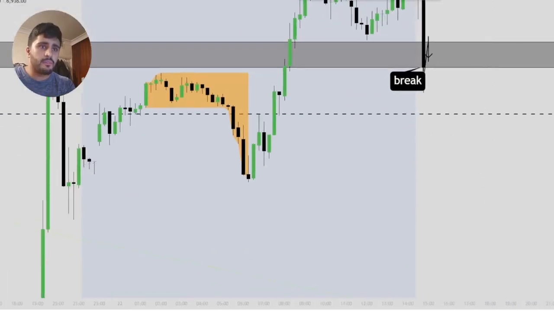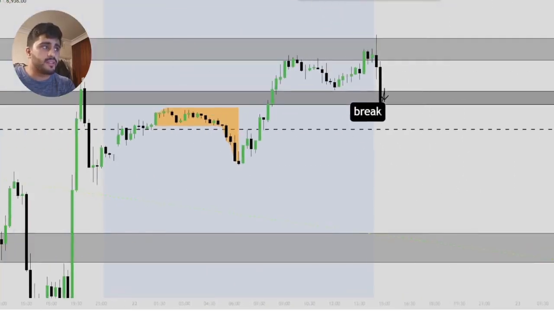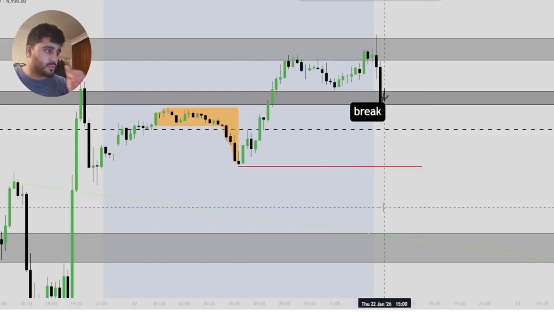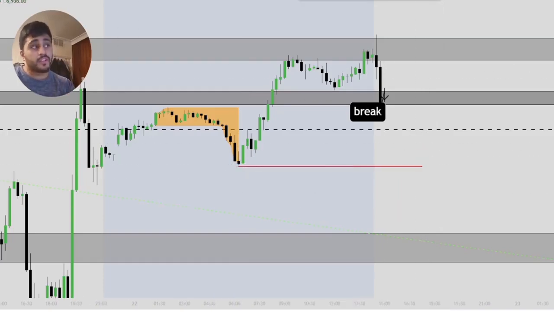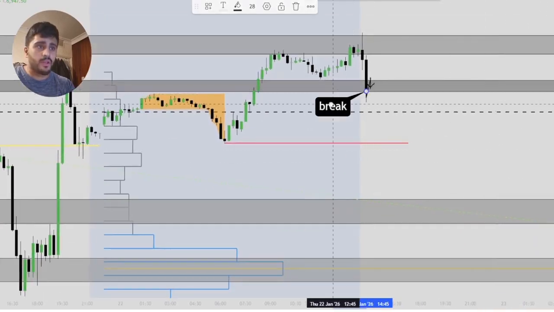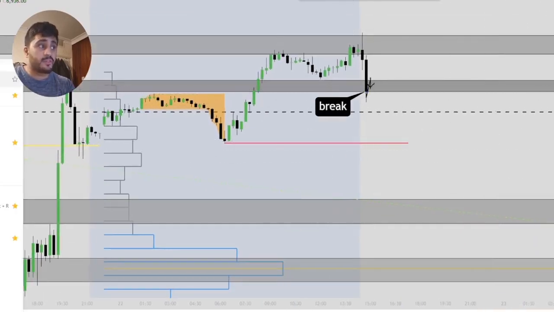For me, what I was looking for was basically the London low. London low over here. This is the London low, and this was my target. Now, another thing you can use for target specifically is market profile. So there were a few targets to the downside, even though this trade didn't play out.